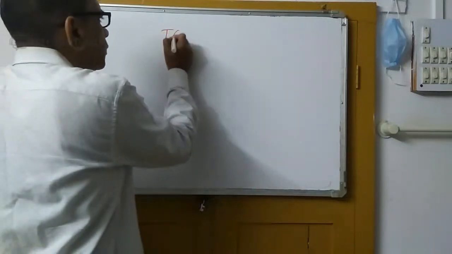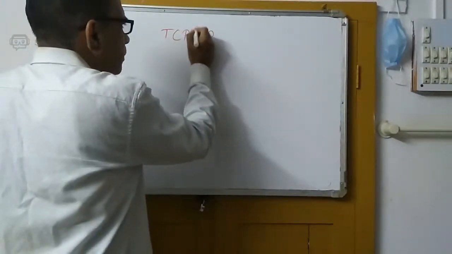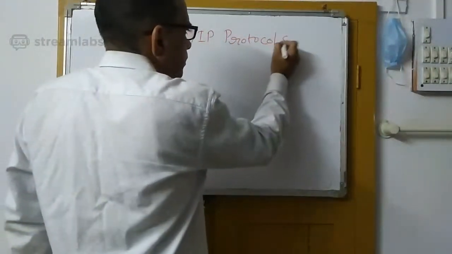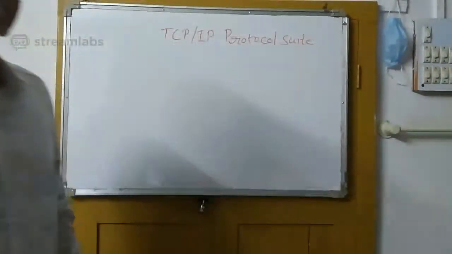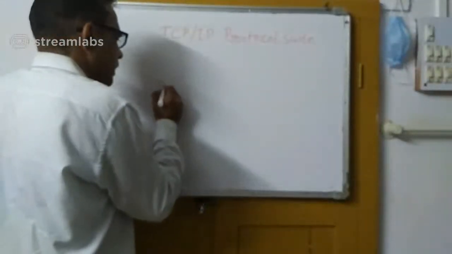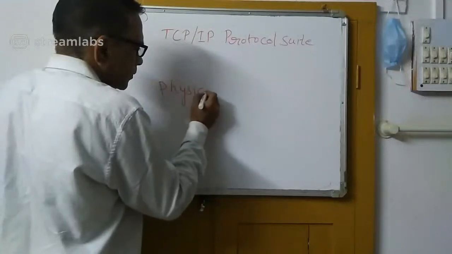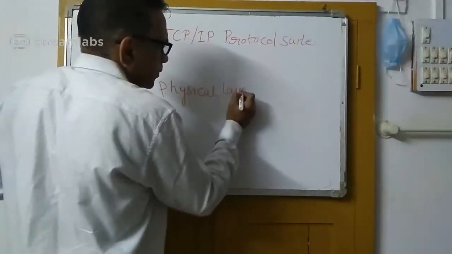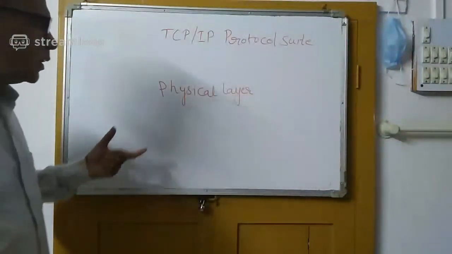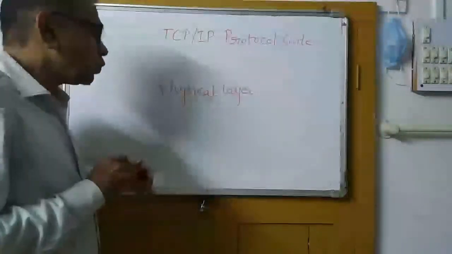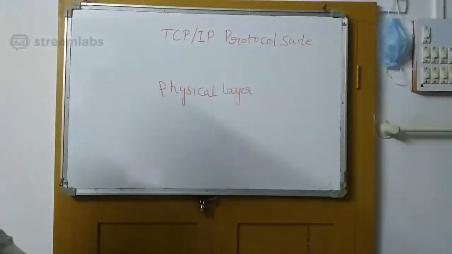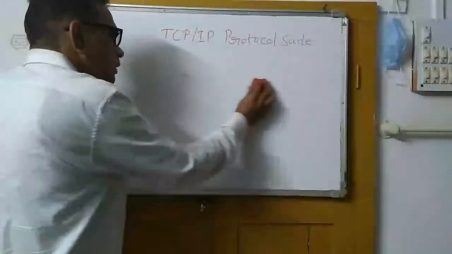So in the last class, we started discussing the TCP/IP model, or TCP/IP protocol suite. We discussed the physical layer. This layer takes care of two major issues: mechanical procedure and electrical procedure. The issues related to mechanical and electrical aspects are taken care of by this layer.